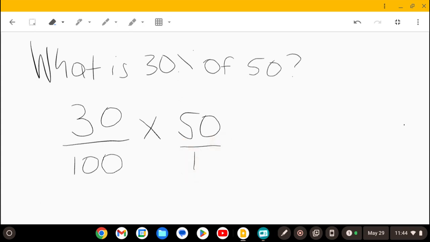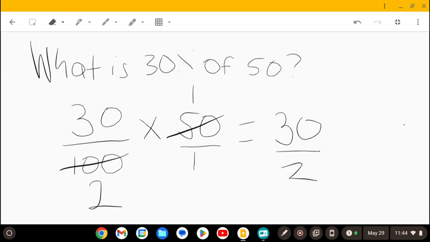Now we can simplify by using 50 to simplify both itself and 100. So 50 goes into itself one time, and 50 goes into 100 two times. Now we can multiply across: 30 times 1 is 30, and 2 times 1 is 2. And this can be simplified some more. 2 goes into itself 1 time, and 2 goes into 30 15 times. So this means that 30% of 50 is just 15.